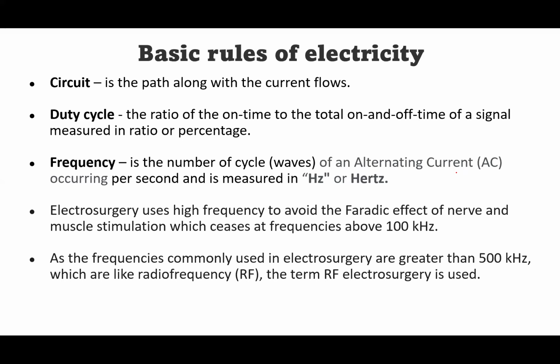Why? So that all the effect on the muscle will not cause a permanent change, so that it will be rapidly reversible. If you use a low frequency current, the changes on nerves and muscle will not be rapidly reversible. The frequencies commonly used in electrosurgery are greater than 500 kilohertz, which is like radio frequency. So you hardly have such effects.